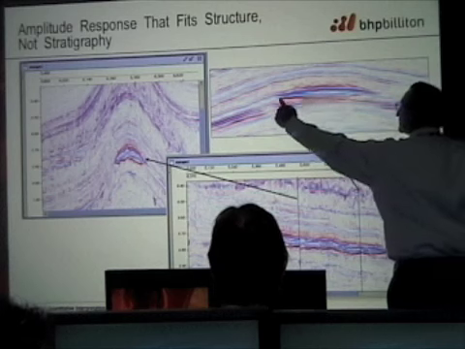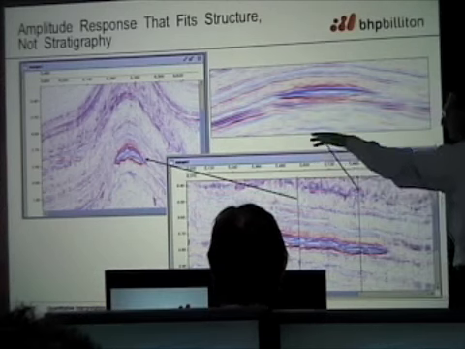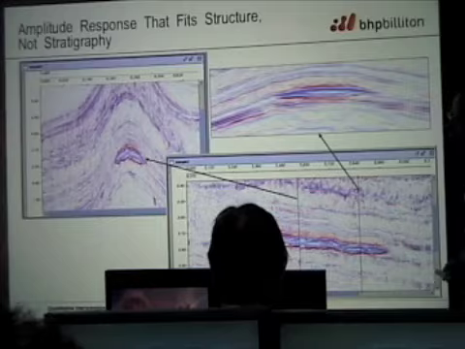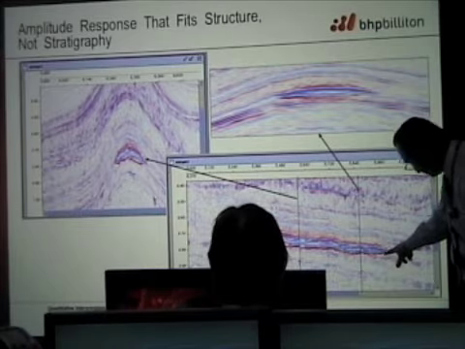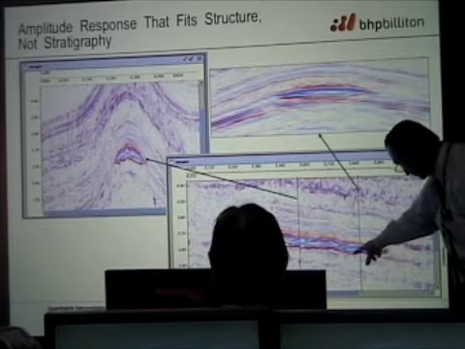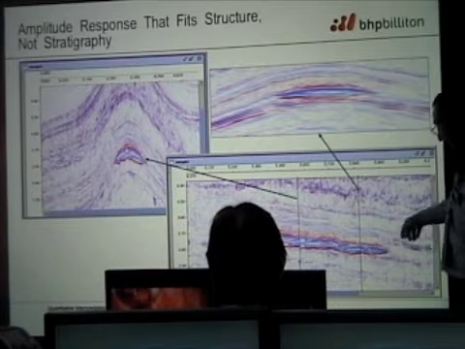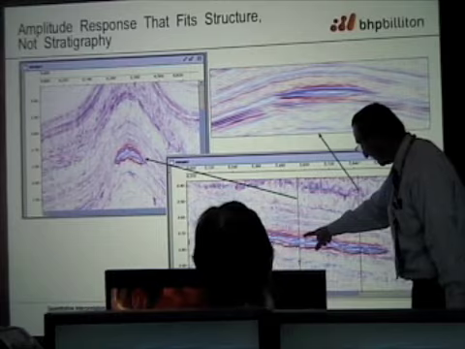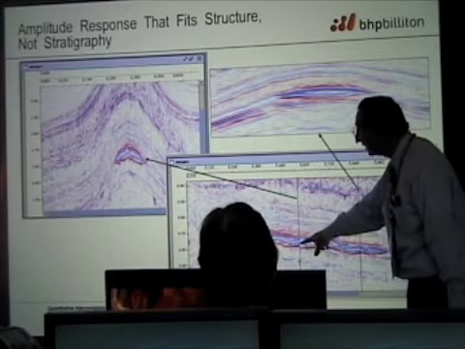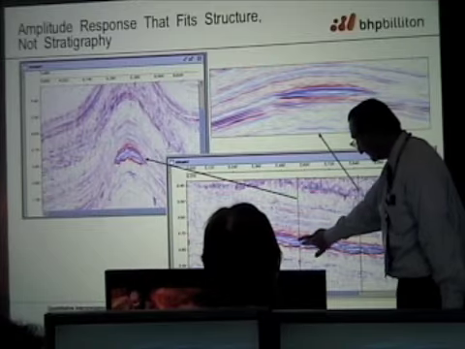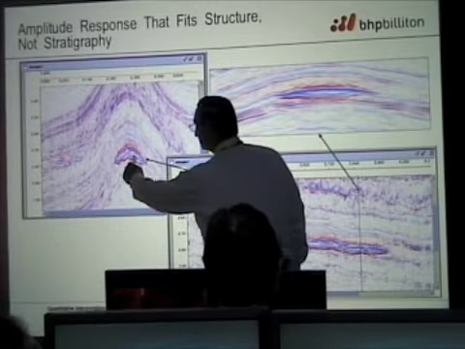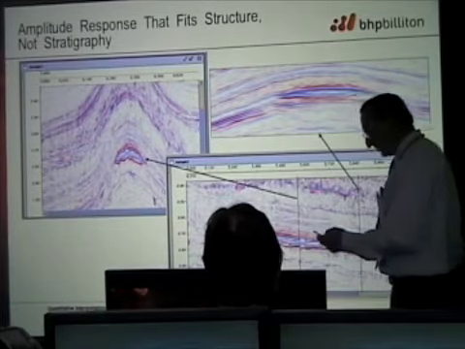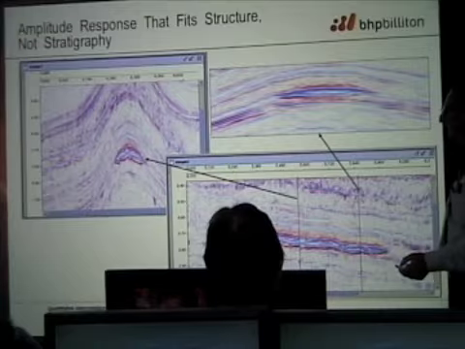So that's a really nice thing. You have the structural conformance. Of course, in 3D, you could map it out in 3D. In the next slide we'll see that. But down here, this is that fluid contact, I think. And you see the same things. You see the top of the reservoir and the bottom of the reservoir where it's up dip, where it's fully charged. They're opposite polarity. Same thing over here. So you have an amplitude anomaly that fits structure.